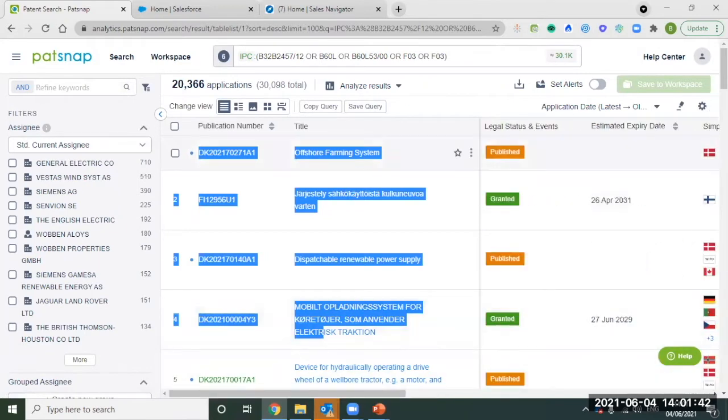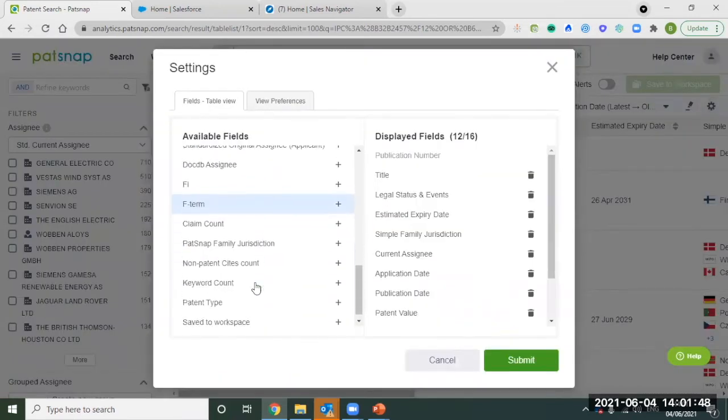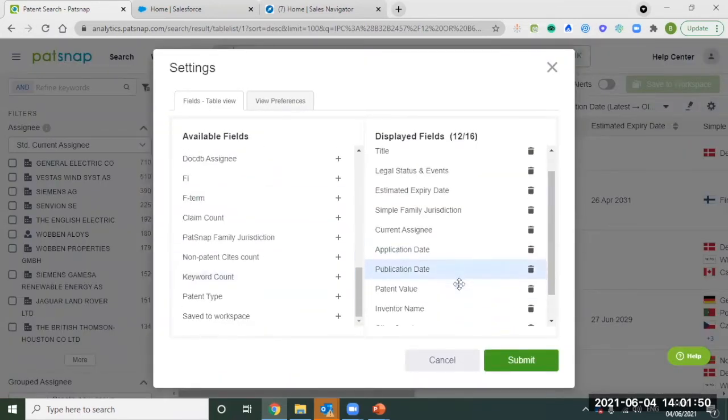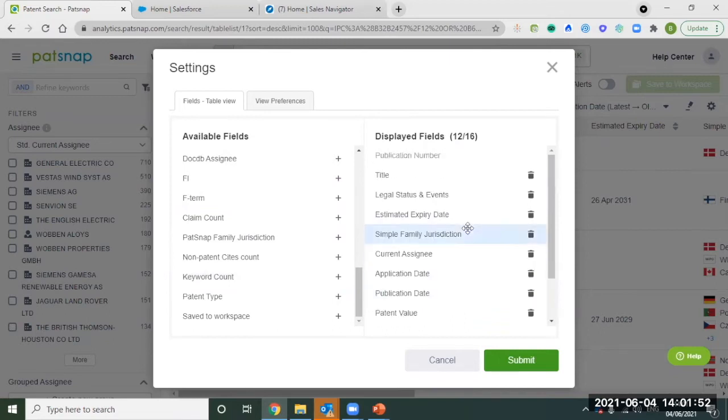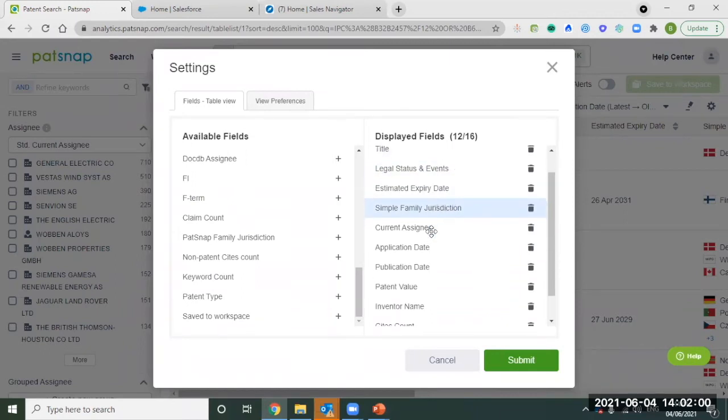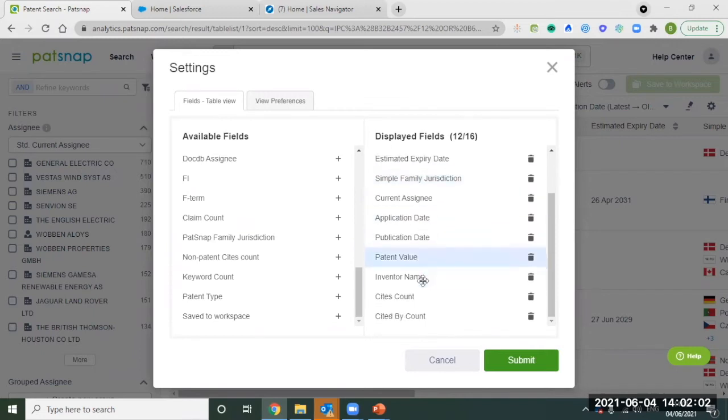So we can look here at all these different bits of information that come across. Some families. These are the ones I select. These are the ones I generally think are the most important: the title of the patent, the legal status, whether they're granted or withdrawn, expiry date, application date, patent value, who's the inventor, cited by and cited count.